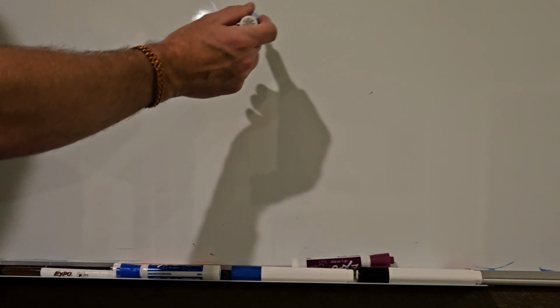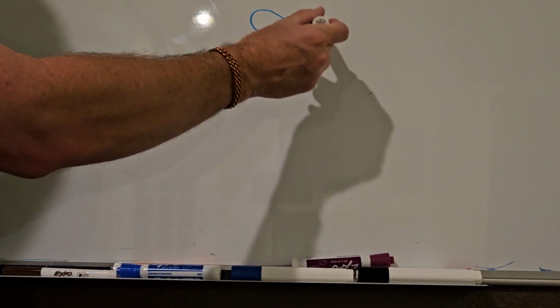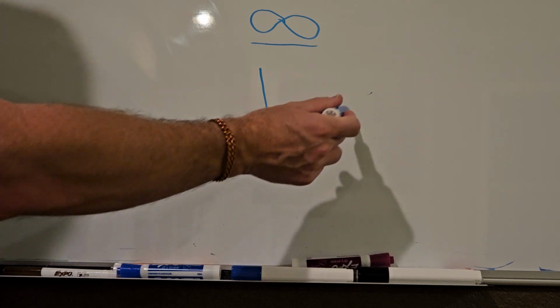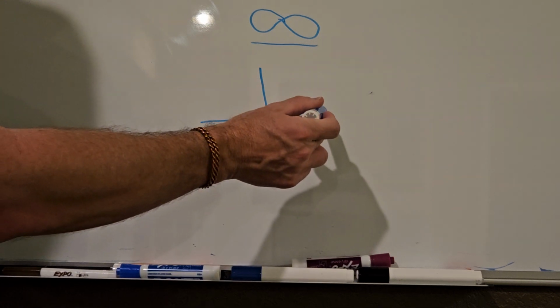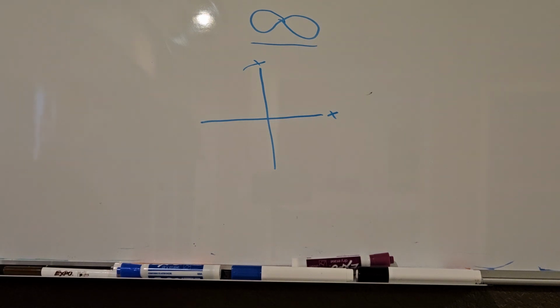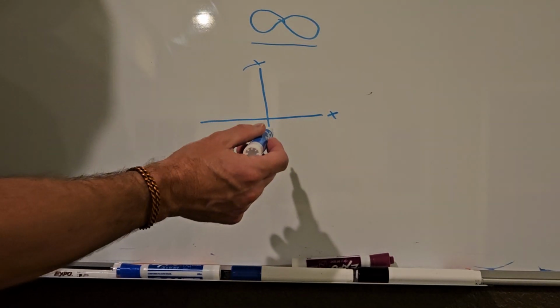Okay, here's a question about infinity. This is the symbol for infinity. So let's say you have your traditional two dimensions. That's x, and that's y. Okay?